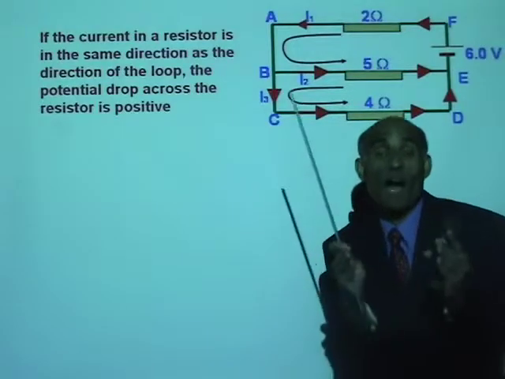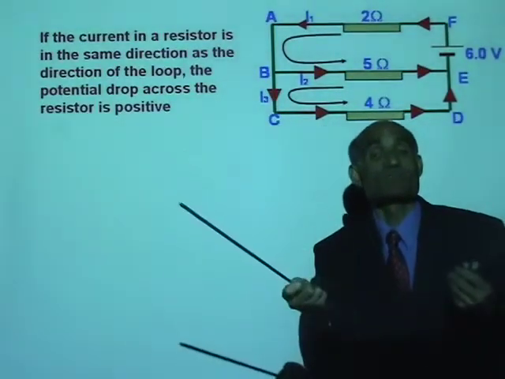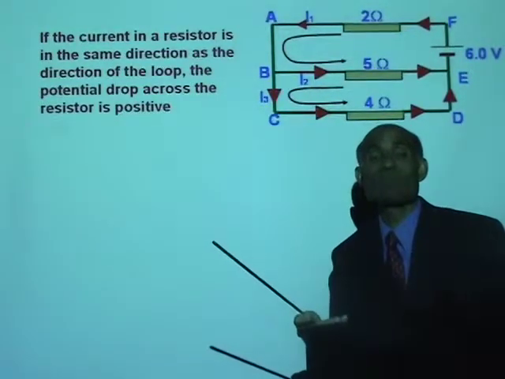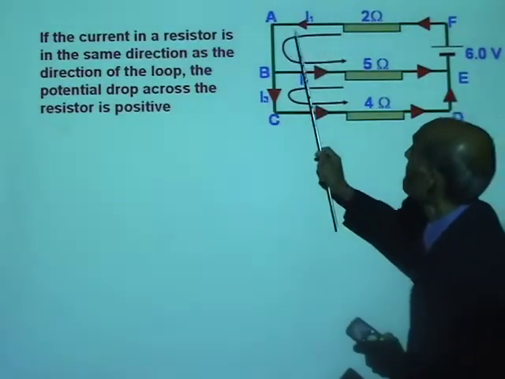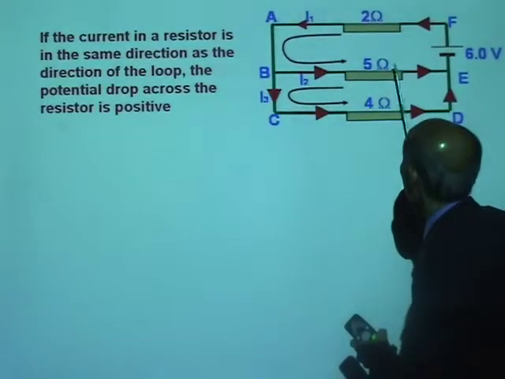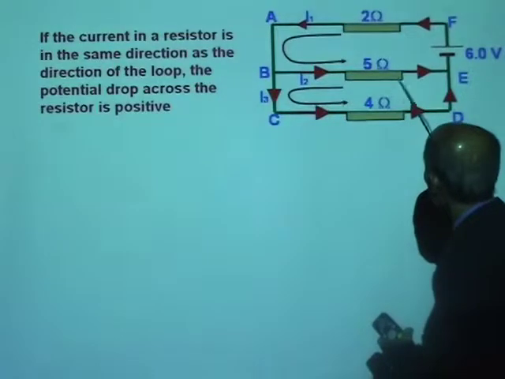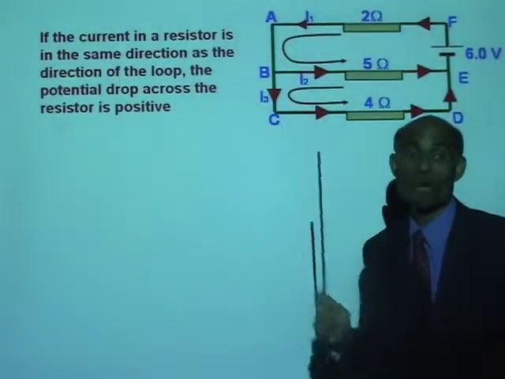If the current in a resistor is in the same direction as the loop, then the potential drop across that resistor will be considered positive. Remember, we are looking for an algebraic sum. That means some quantities will be negative, some will be positive. So we are now identifying which ones are positive and which are negative. Again, if the direction of current in a resistor is the same as the direction of the loop, then the potential drop across that resistor is positive.